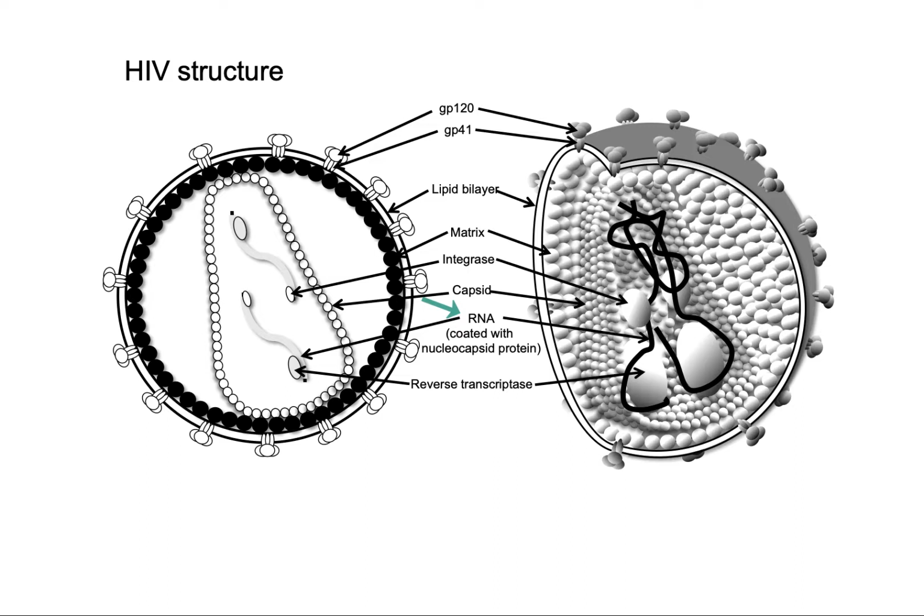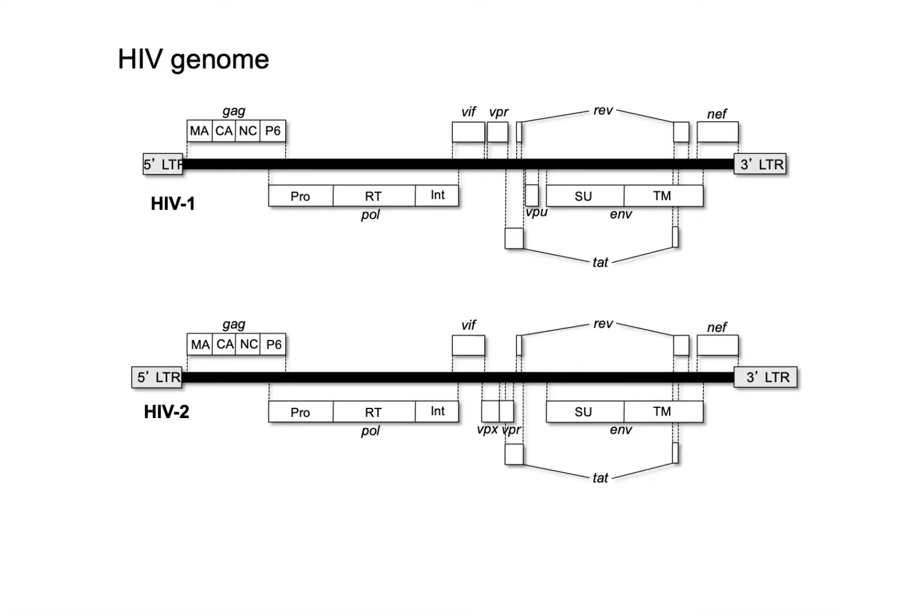And coding those is another protein, nucleocapsid protein. And also a reverse transcriptase, and it's actually a polyprotein, as I mentioned before, containing the reverse transcriptase, a protease, an integrase, and RNase H. Here are the genomes of both HIV-1 and HIV-2. They're just slightly different versions of one another.